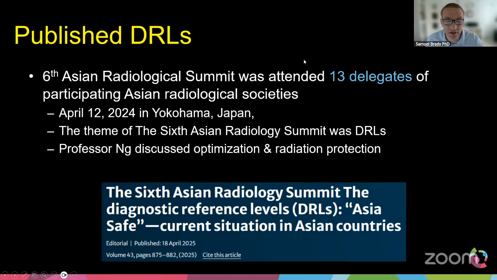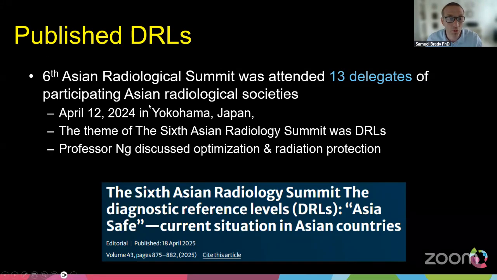And now shifting to your side of the world. Among the Asian countries, there is a very strong push to get all of the countries to establish DRLs. In fact, there has been an Asiatic Radiological Summit that's been conducted six consecutive times, in which 13 delegates from all of your countries come together and talk about how to develop DRLs and lessons learned in each of your respective countries, so that everyone can learn and we can all rise together.